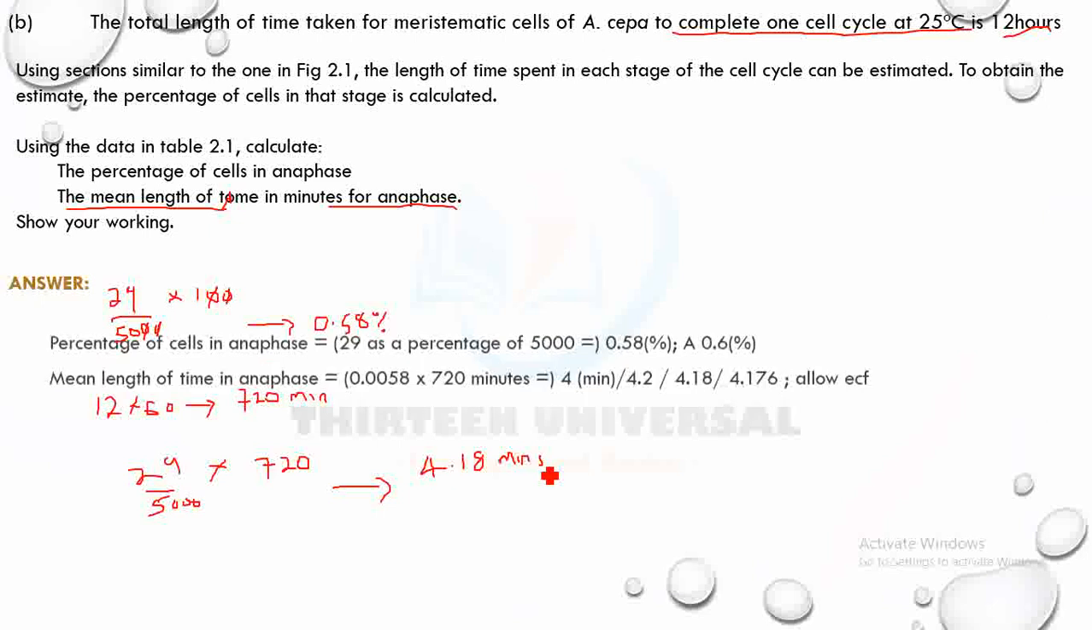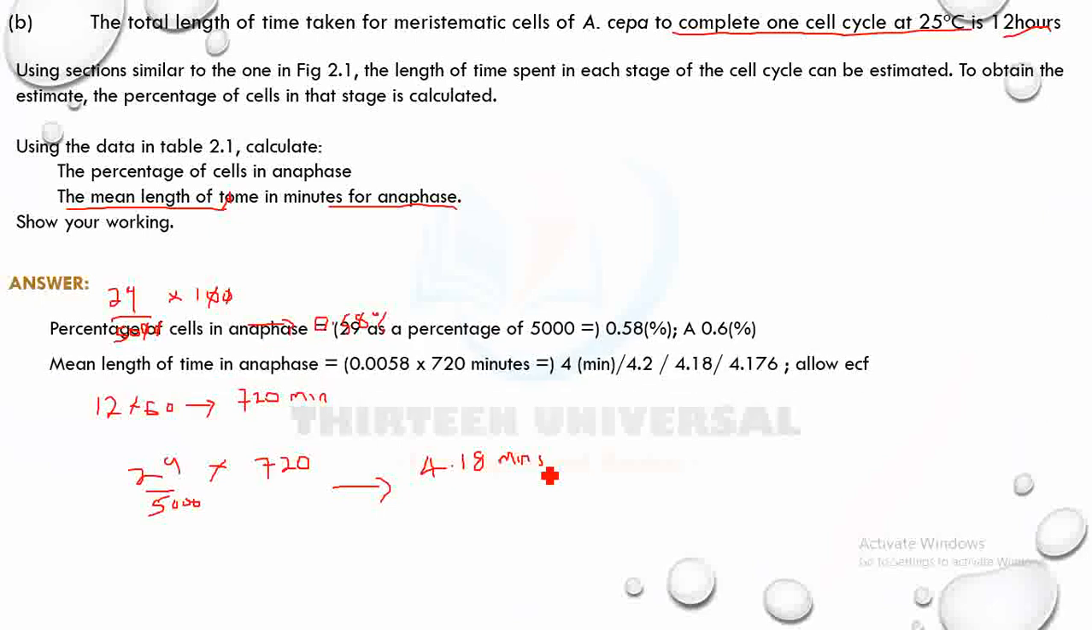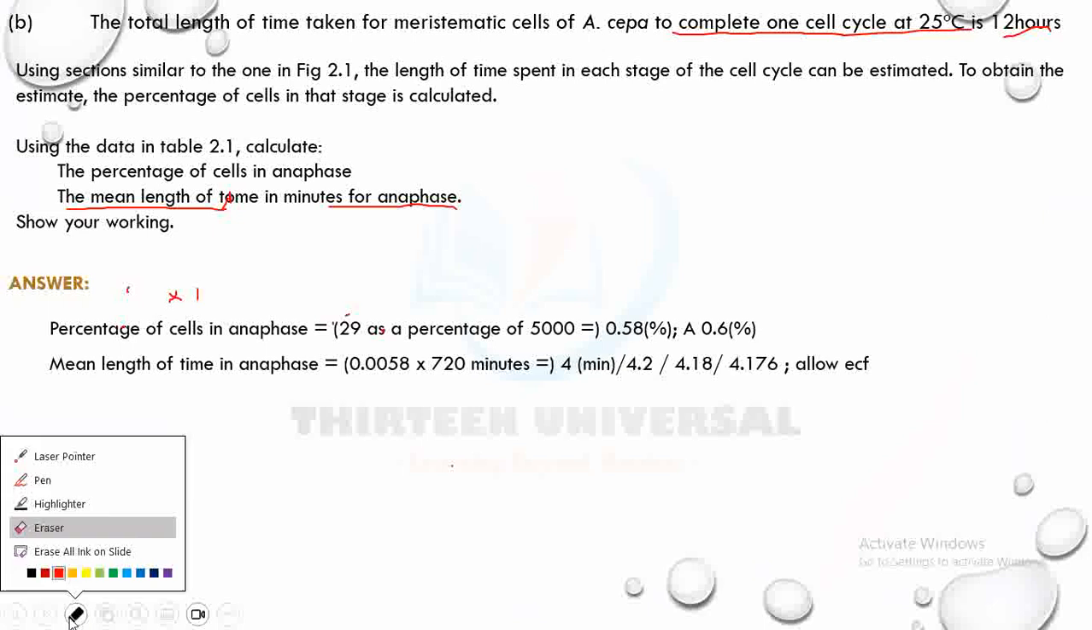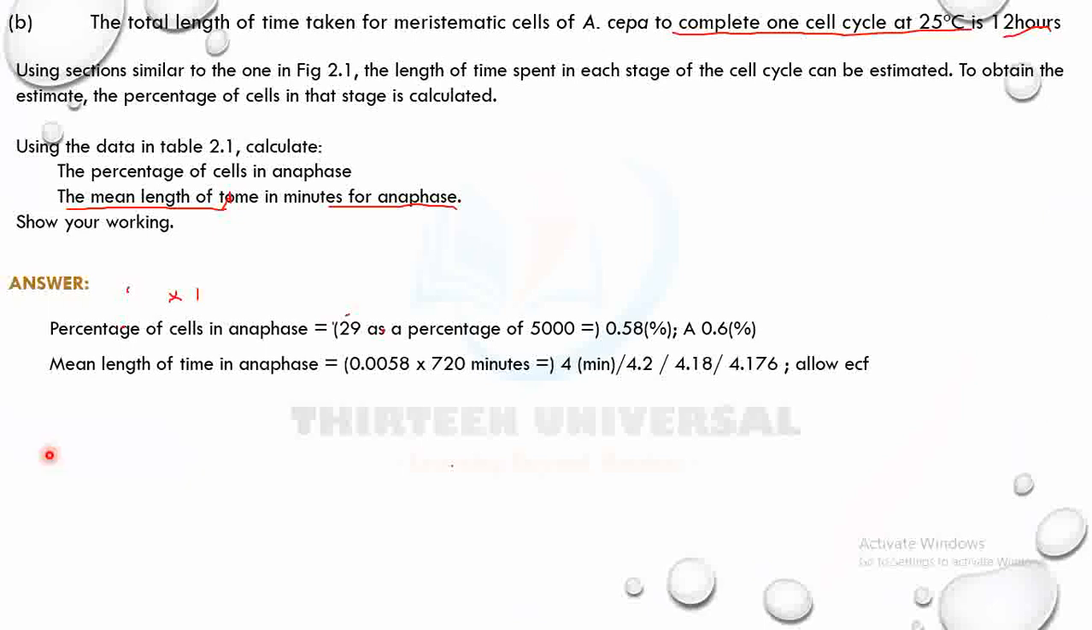So let's look at the answer here. Sorry, let me clean up part of this so you can see well. You can see the percentage of anaphase, they got 0.58. That was what we got. And the other one, the same way: 29 divided by 5,000 times this, so that's 4.18. Let's run on, we don't have time.